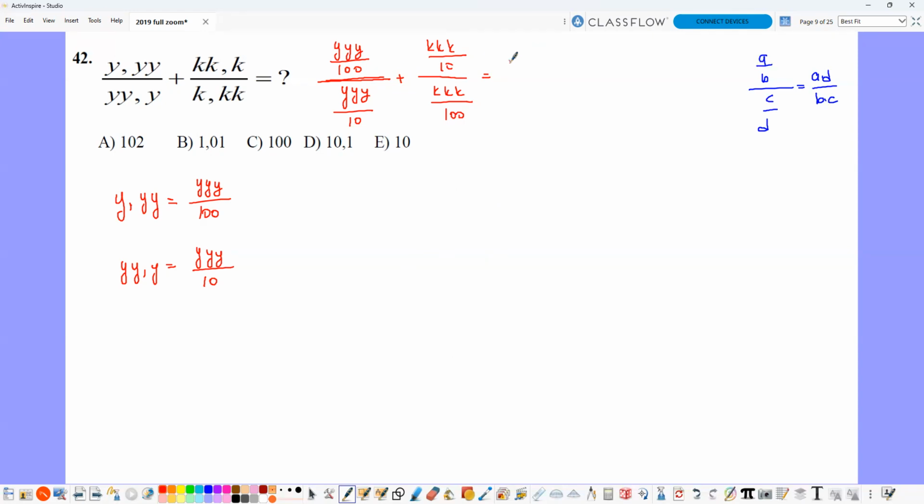I'm going to convert these to y times 10 divided by y times 100, plus k times 100 divided by k times 10 times 10. So for the first one, we don't know what this 3-digit number is, but now we can eliminate it. Like this one and this one, we can eliminate, and here it's going to be equal to 1. This is equal to 1.